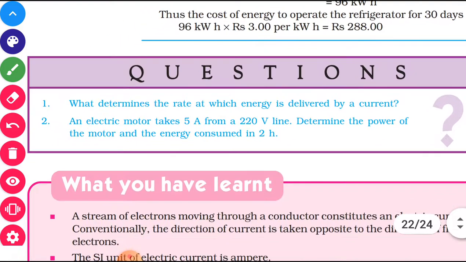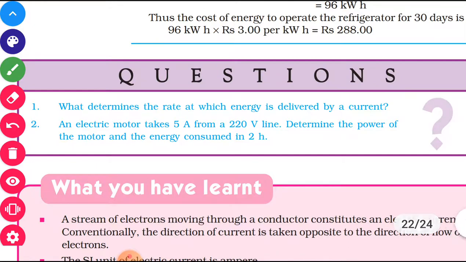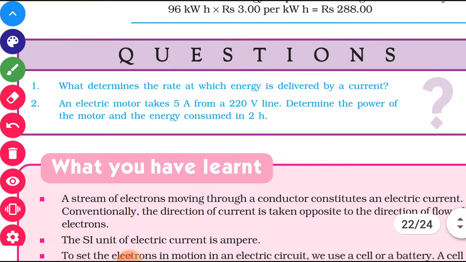Here there are certain questions which are very easy. Okay, what determines the rate at which energy is delivered by a current? Okay, try to find the answer. Okay, an electric motor takes 5 ampere from a 220 volt line. Determine the power of the motor and the energy consumed in 2 hour. Power is V into I, easily can be calculated.